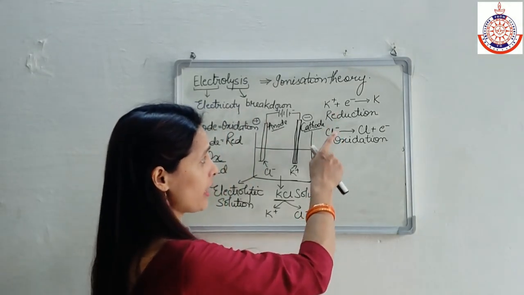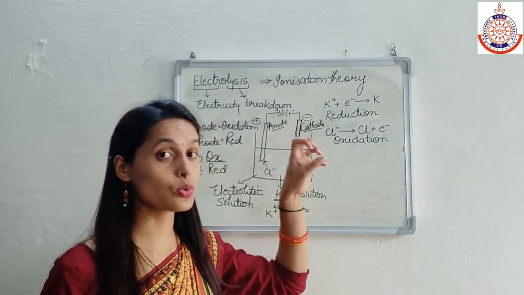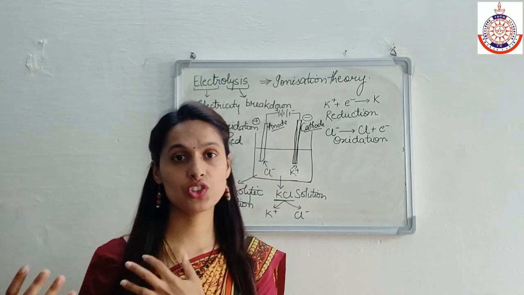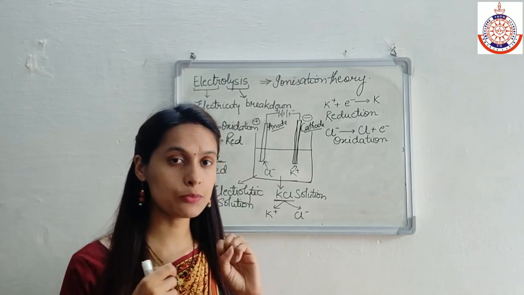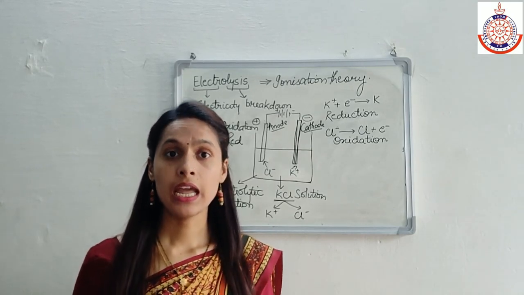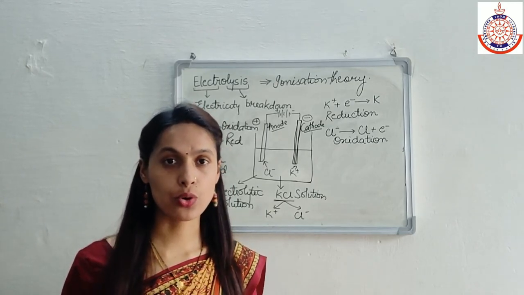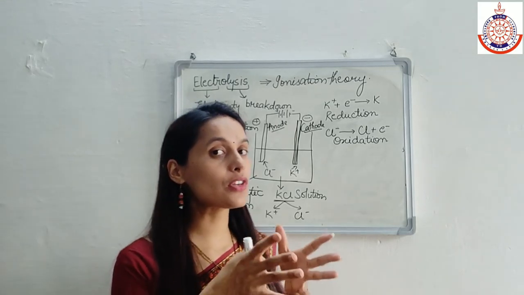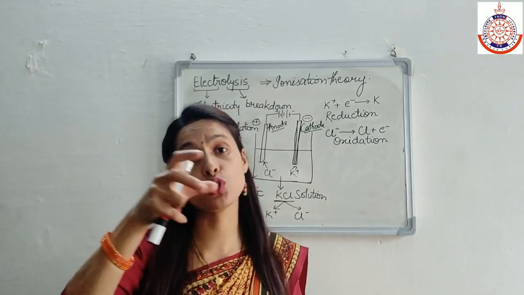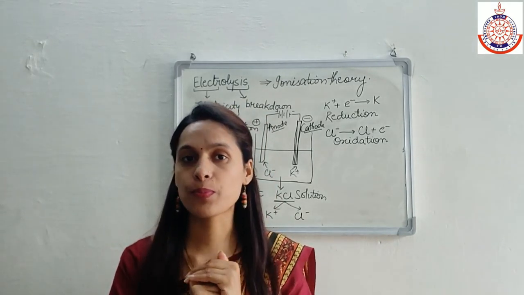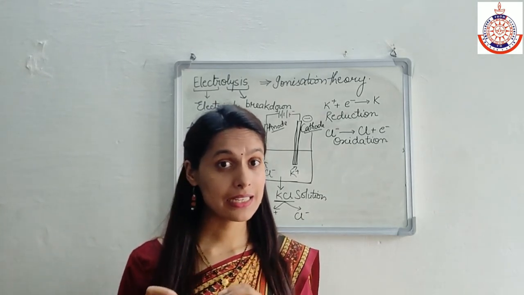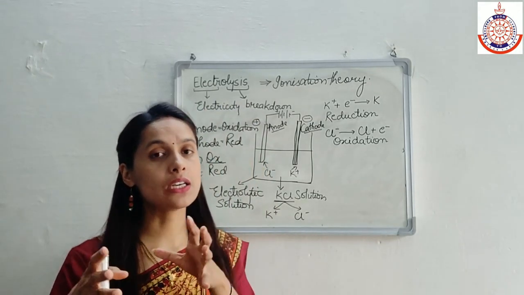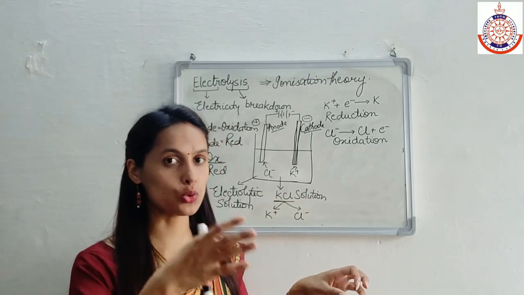Now, whenever a charged species reaches the electrode, it loses its charge and gets converted into a neutral species. Whether I am talking about a cation or an anion, as soon as it reaches its respective electrode, it releases its charge and gets converted into a neutral species. This conversion of an ionic species into a neutral one is known as primary change.